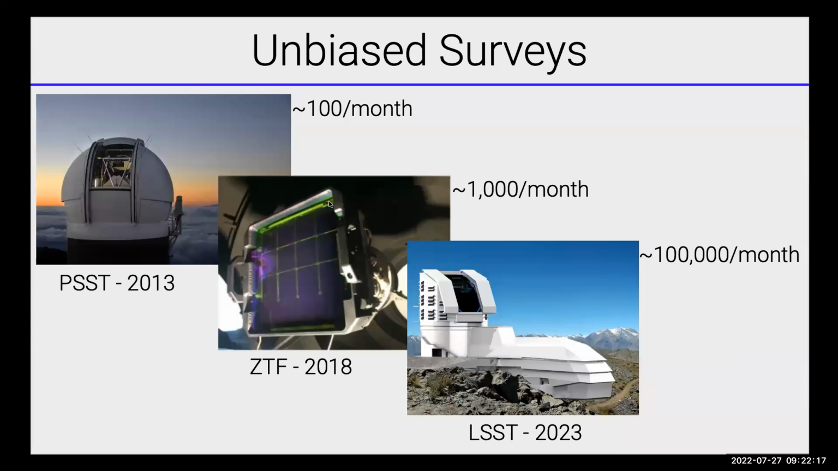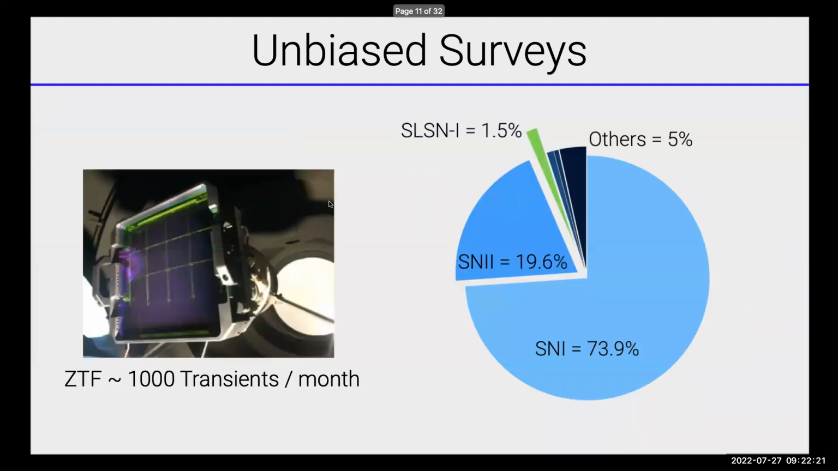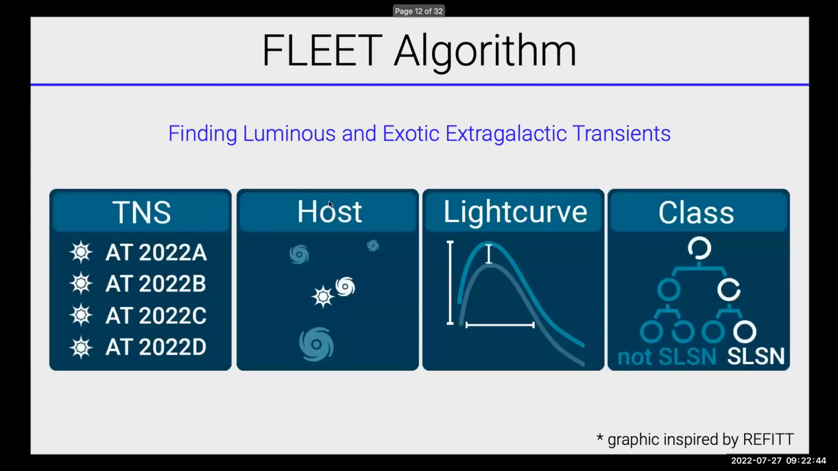But the problem here is that regardless of the number of transients you're detecting every month, the fraction of superluminous supernovae is the same because nature is not changing, right? So if you have a survey that is uniform, superluminous supernovae make around 1.5% in this random selection method, right? So if we really want to study them, we need efficient methods to optimize our purity, or the efficiency of our telescope time, to catch as many superluminous supernovae as possible. And that is where FLEET comes in.